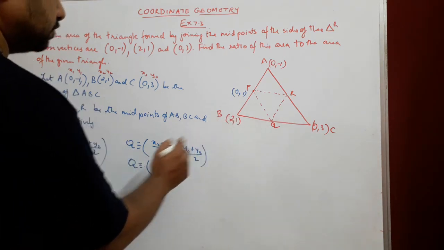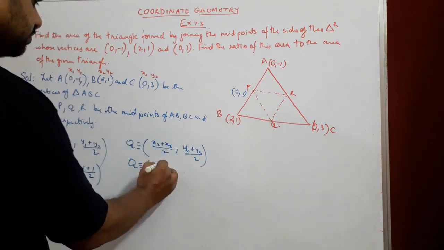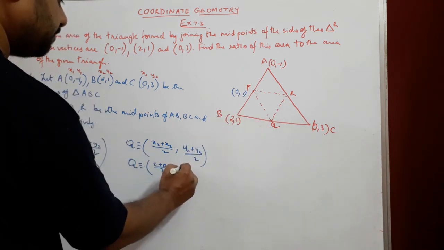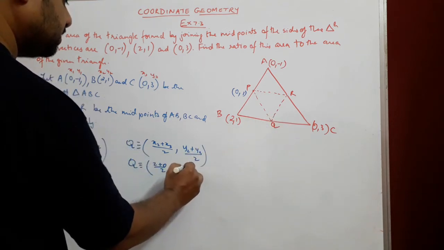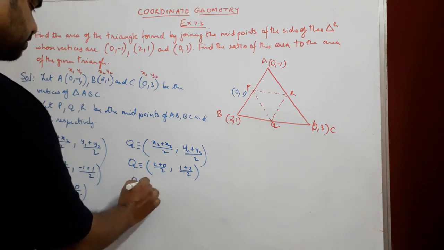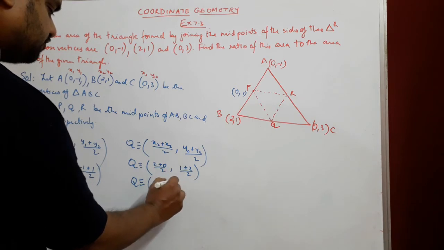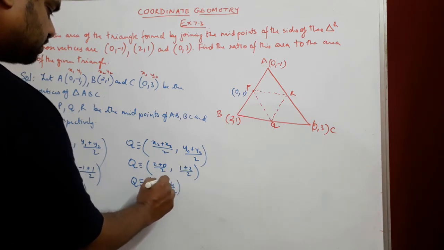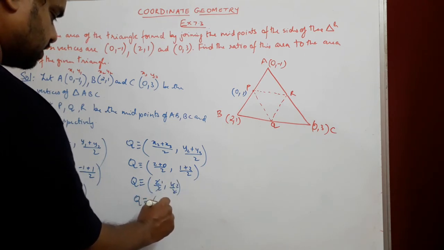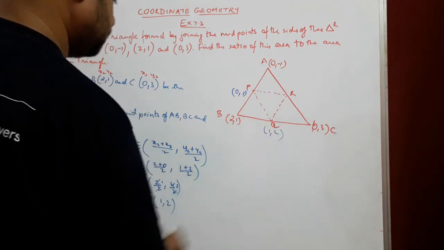x2 is 2 and x3 is 0, y2 is 1 and y3 is 3 upon 2. Q corresponds to 2 plus 0 is 2 upon 2, 1 plus 3 is 4 upon 2, 2 1s are 2, 2 2s are 4. That is 1, comma 2. So coordinates of Q are 1, comma 2.